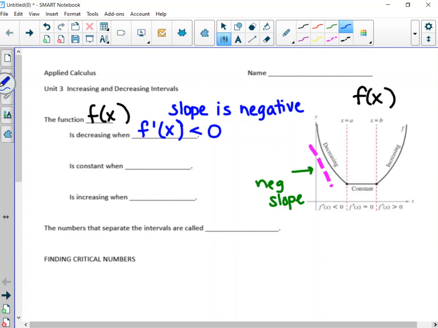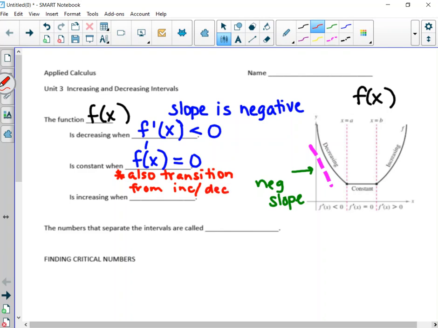We know a function is at a constant value when the derivative of that function is equal to 0. Okay. I'm going to make a little note here. The derivative equal to 0 is also potentially a transition between increasing and decreasing.